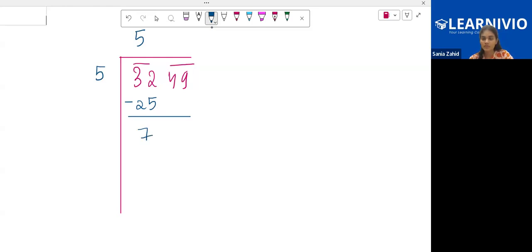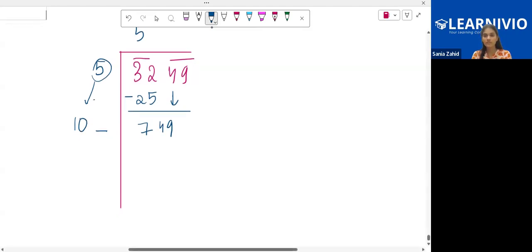Now we have to carry 49 down. Then you get 749. Then we have to double the number 5. We get 10. Ma'am, I am confused in this step only, like how to get the number. Okay, how to get a number? Now you look at the last digit of the number that you want. You want 749. What is the last digit of 749?